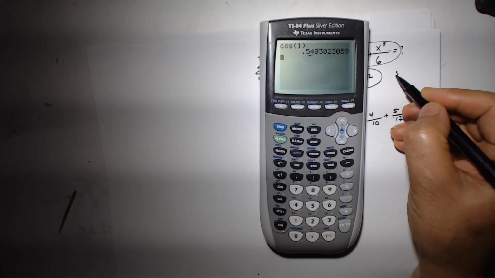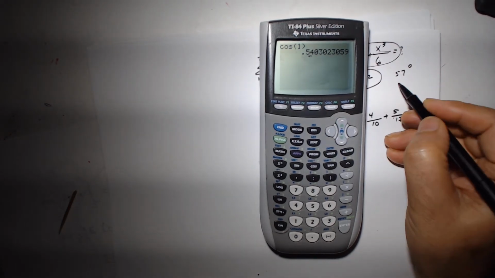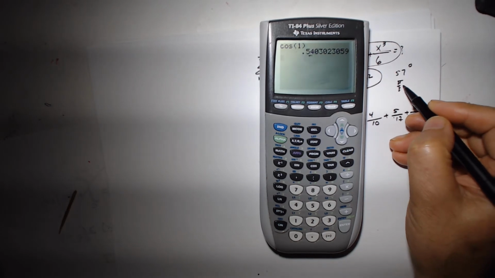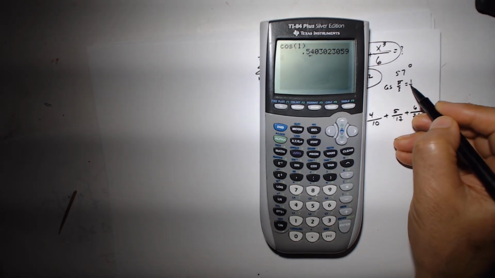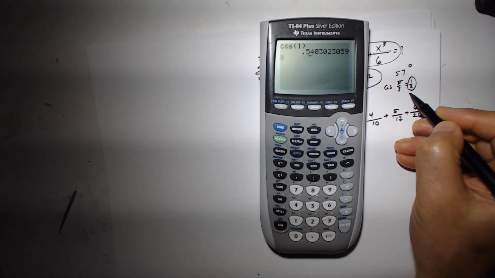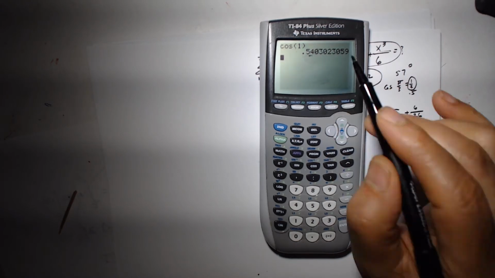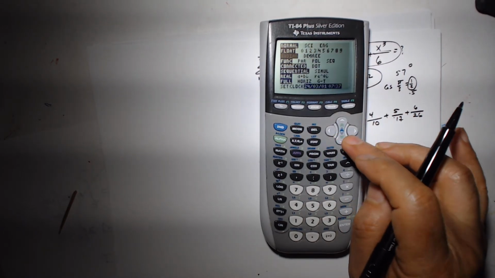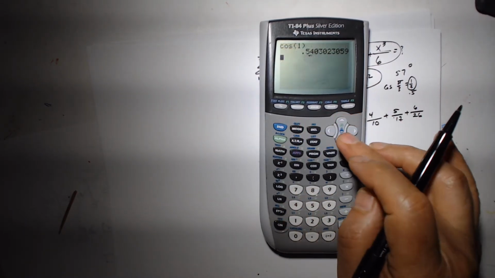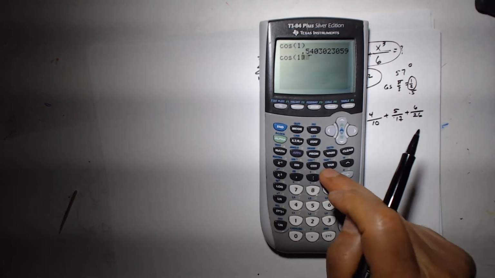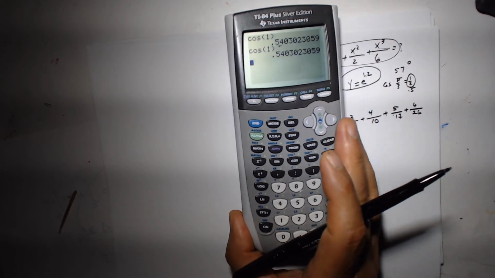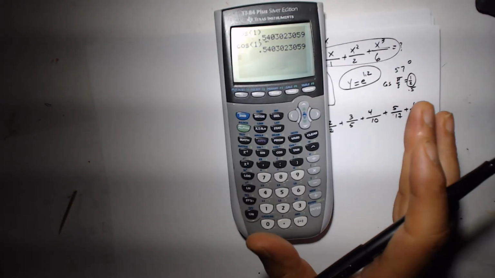1 radian is 57 degrees. And what is cosine of pi over 3? Cosine of pi over 3 is 1/2, which is 0.5. Why is this one 0.54? Because that's 1 radian, and I'm using cosine. Cosine of 1 radian, that's 0.54.